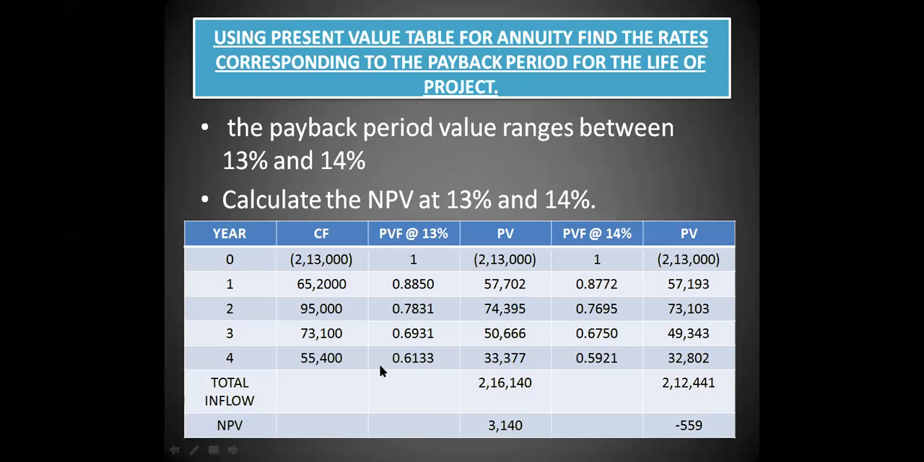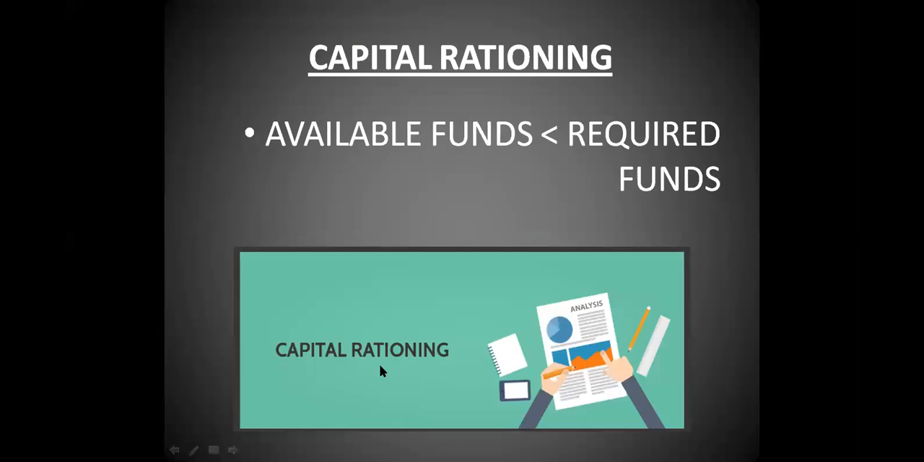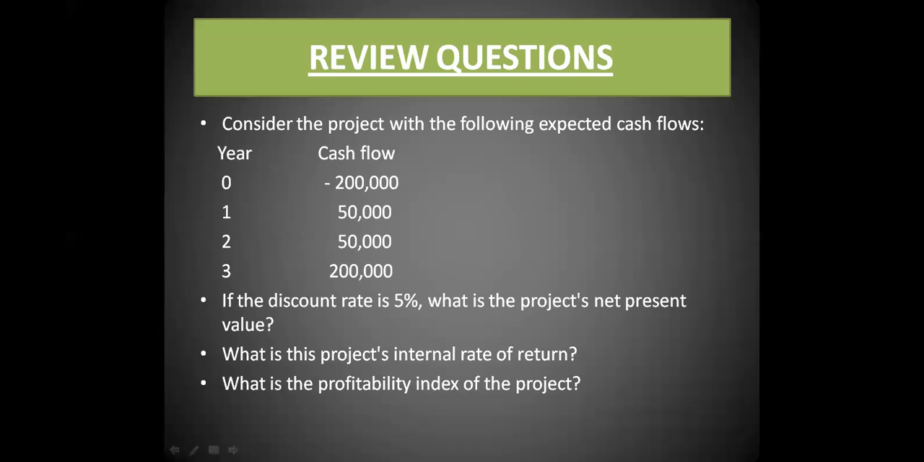And in the next slide, I have kept a few questions for you. So you'll be doing these questions. Consider the project with the following expected cash flows. The cash flows are given for 3 years, year 1, year 2, and year 3. In the time period 0, the cash outlay, or you can say the cost of investment, is 2 lakh. And the cash inflows are 50,000 in year 1, 50,000 in year 2, and 2 lakhs in year 3.